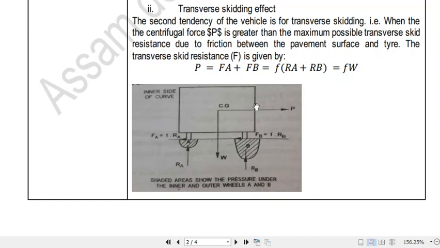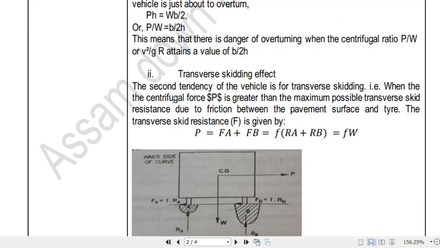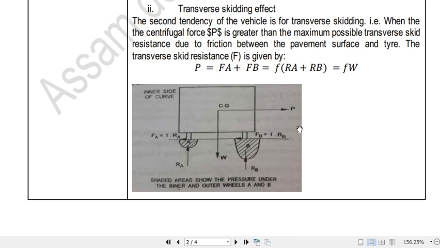Now for this, refer to the figure. Whenever a vehicle is negotiating a curve, centrifugal force P will act outwards. One thing that counteracts the overturning effect is the weight of the vehicle. Now the centrifugal force may also cause the vehicle to skid in this direction, in the direction of P. This skidding is counteracted by the frictional force developed between the tires and the road surface.